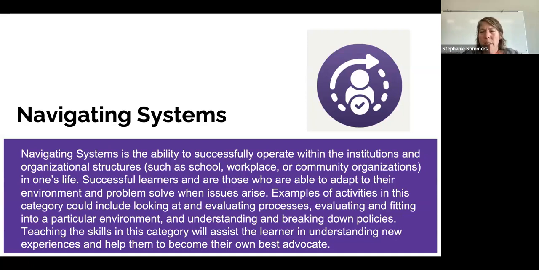Teaching the skills in this category will assist the learner in understanding new experiences and help them to become their own best advocate. And in the corner again, we see the new icon that will represent navigating systems. So in the future, if you're looking for a lesson or a resource to help you build skills or competency in this category, this will be the icon to look for.